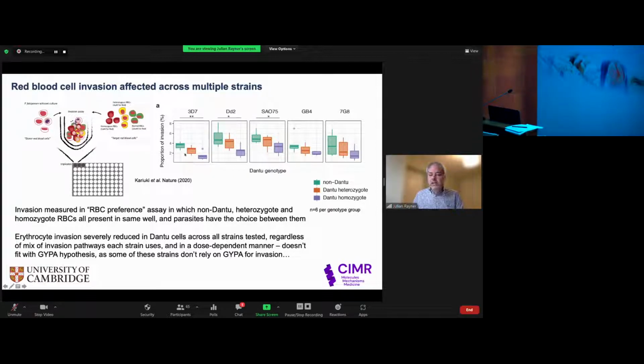And some of these parasites, like 3D7, actually use glycophorin A for invasion, but they don't rely on it completely like other strains do, like DD2 did. So this kind of naive hypothesis that we had, that there was an association between the amount of glycophorin and the ability to invade, didn't seem to be true.